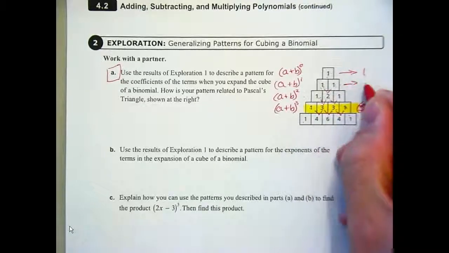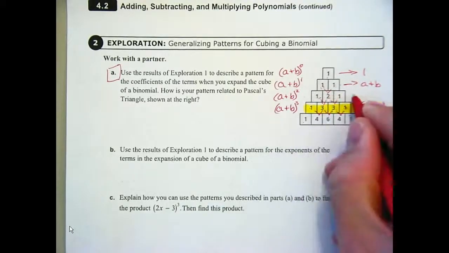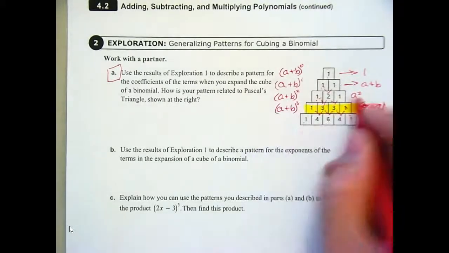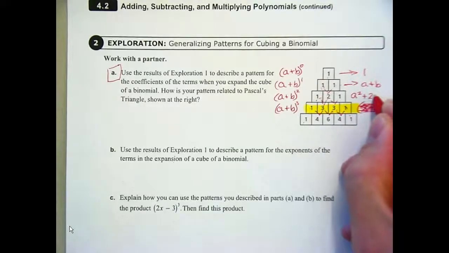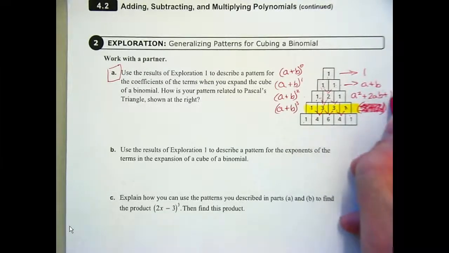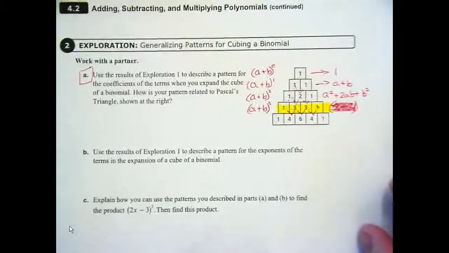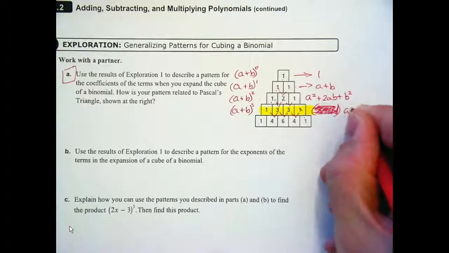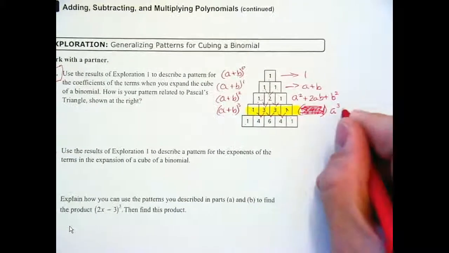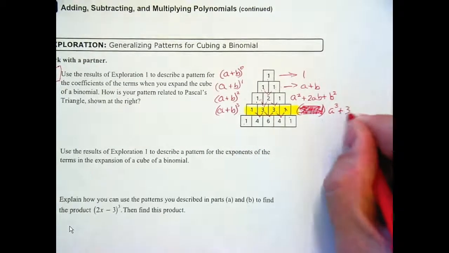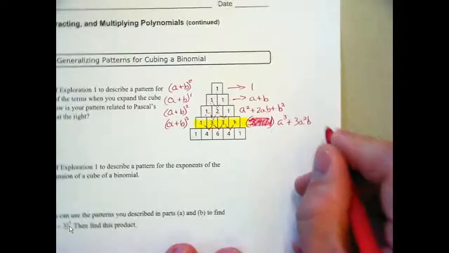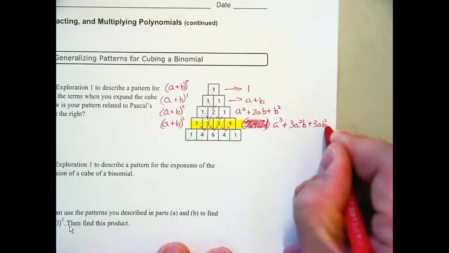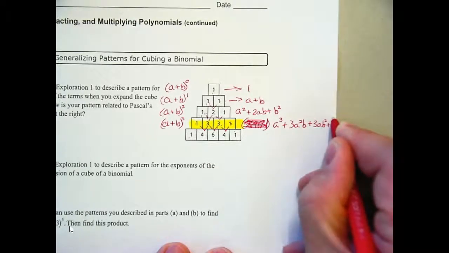This just gives you a plus b. This gives you 1a squared, right? Plus 2ab plus b squared. And this one gives you 1a squared, or 1a cubed, excuse me, plus 3a squared b plus 3ab squared plus 1b cubed.